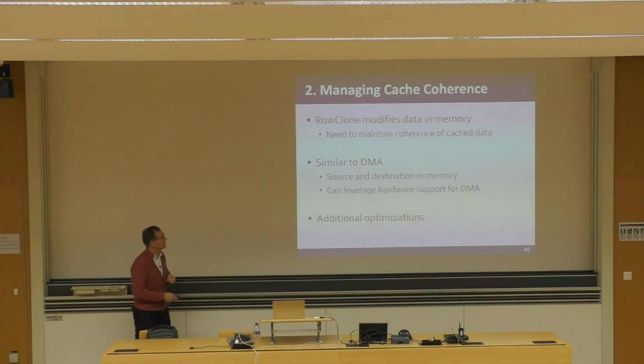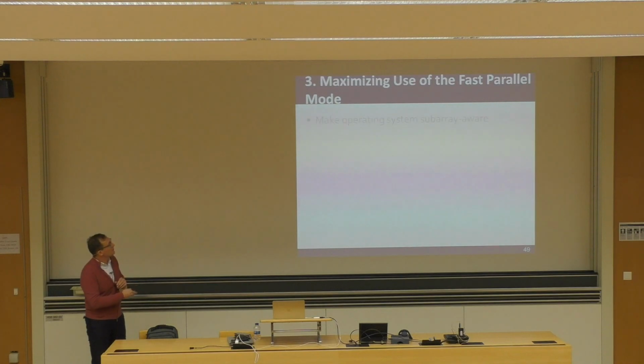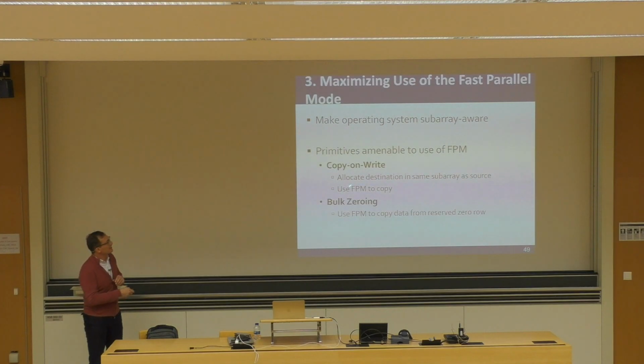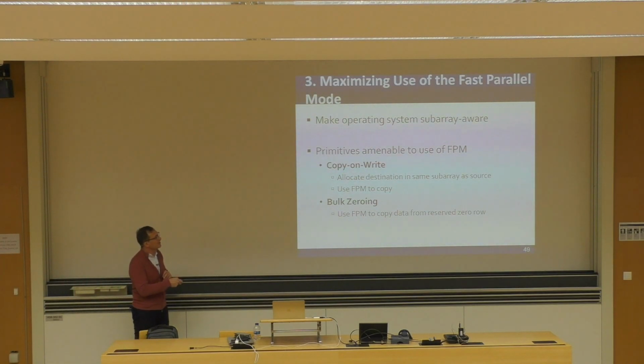And there are some additional optimizations that could be done. The paper also proposes maximizing the use of fast parallel mode. As I said, it wants to make the operating system subarray aware. And some primitives that are in the operating system already are amenable to the use of fast parallel mode. Copy on write, for example. You can allocate the destination in the same subarray as the source, because whenever you're doing a copy on write, you realize that you need to allocate a destination page at this point in time. And if the operating system has knowledge of the topology of the DRAM, it can choose a row in the same subarray as the one that the data is being copied from. And then you can use the fast parallel mode to copy.